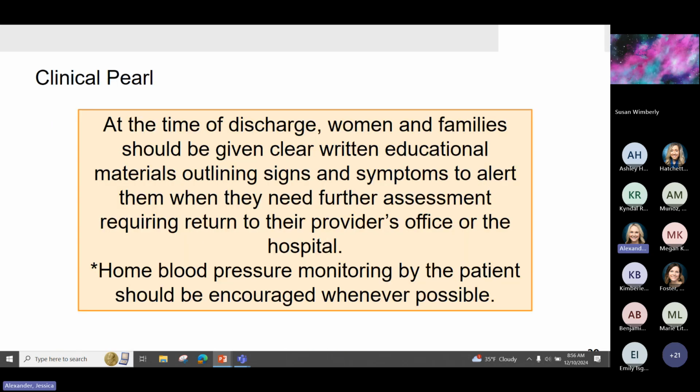At the time of discharge, women and families should be given clear written educational materials outlining signs and symptoms to alert them when they need further assessment and require return to the provider's office or hospital. Blood pressure monitoring by the patient should be encouraged whenever possible. I'll take a moment here to say that has become one of our focuses, being able to obtain blood pressure equipment for our patients, and I think we're moving in a very positive direction for this.